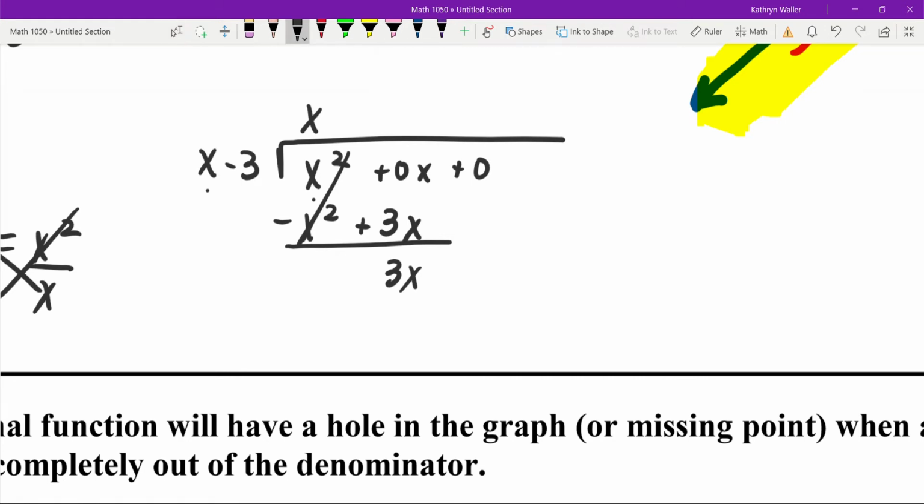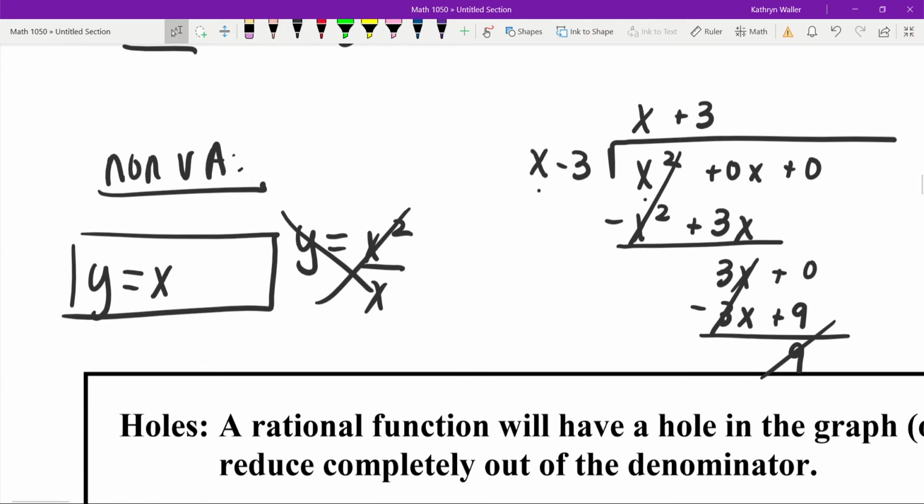Is 3x my remainder, everybody? No, what do I do now? Bring down the 0. Then you start again. What do I multiply by x to get 3x? That would be a 3. Distribute. I get 3x minus 9. Change my signs. First terms cancel. I get a 9. And the 9 is a what? A remainder. So my non-vertical asymptote is actually y equals x plus 3.